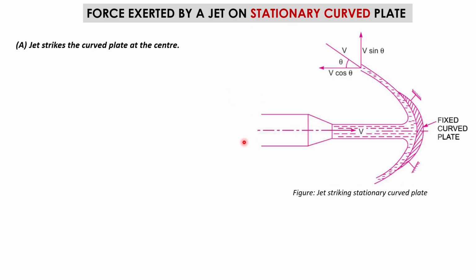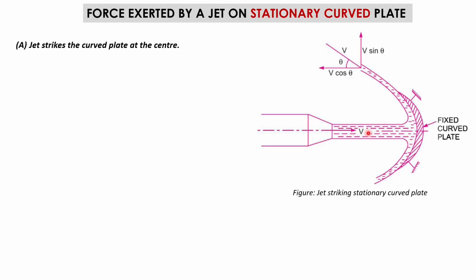So this is our third case, and when we are talking about the stationary curved plate, it can have three cases. One, when the jet strikes the curved plate at the center. So here you can see this is the fixed curved plate and the jet is striking at the center. There can be two more cases, when the jet strikes tangentially at one end: when the plate is symmetrical about the x-axis, and when the plate is asymmetrical about the x-axis. So we'll have a very brief discussion about all the cases.